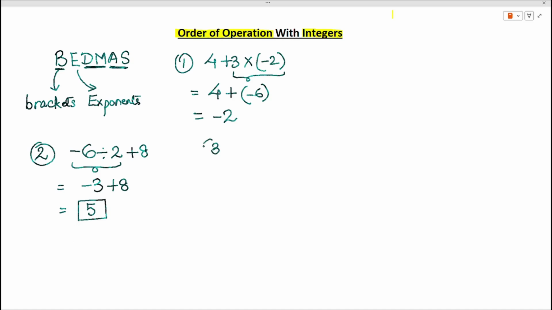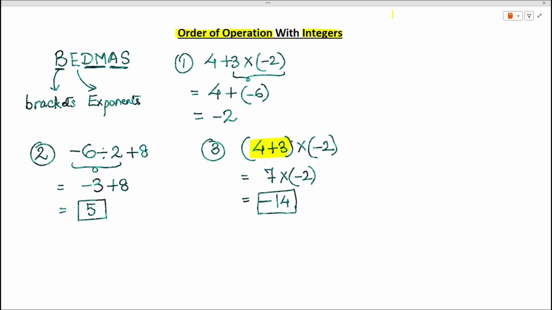Now let us look into another example involving a bracket. So now let us say it's (4 plus 3) multiplied by -2. Now here we have to perform this addition first because it is inside the bracket. So 4 plus 3 gives us a 7 and multiplied by -2. So a positive multiplied by a negative will give us a negative integer, and 7 times 2 gives us a 14. Now, can you see the difference?